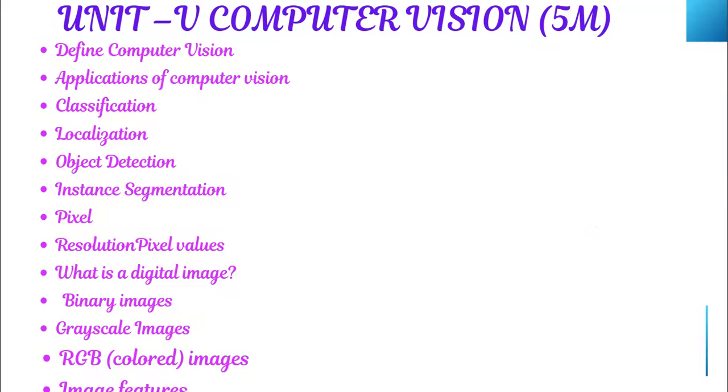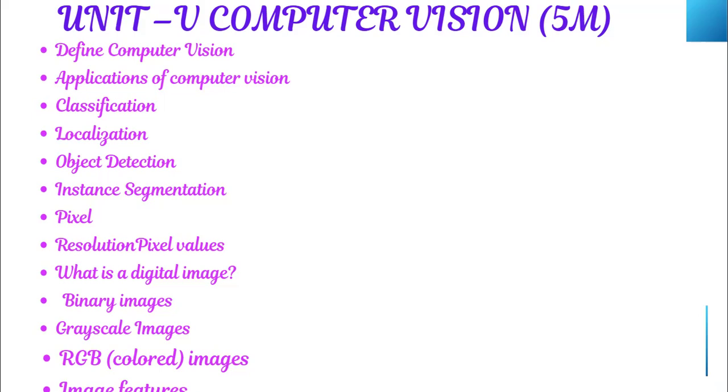So in computer vision, on which topics you have to concentrate mostly? Here also children, please don't get confused. Both the chapters, data science and computer vision, are only for 5 marks. In data science also, I said you have to concentrate only on 2 topics. Here you have to concentrate only on a few topics to get full 5 on 5.